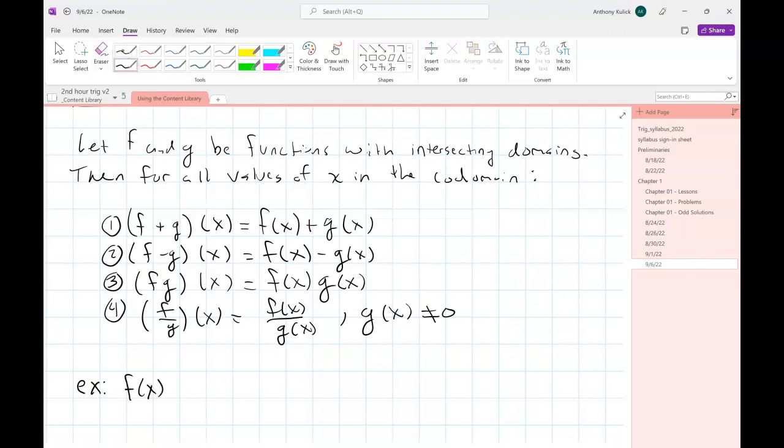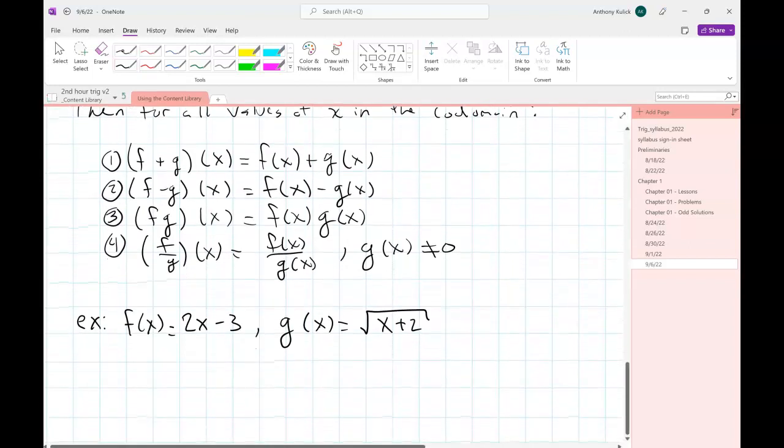Let's just do a quick couple of examples on what's going on here, and then we'll keep on inching our way forward here.